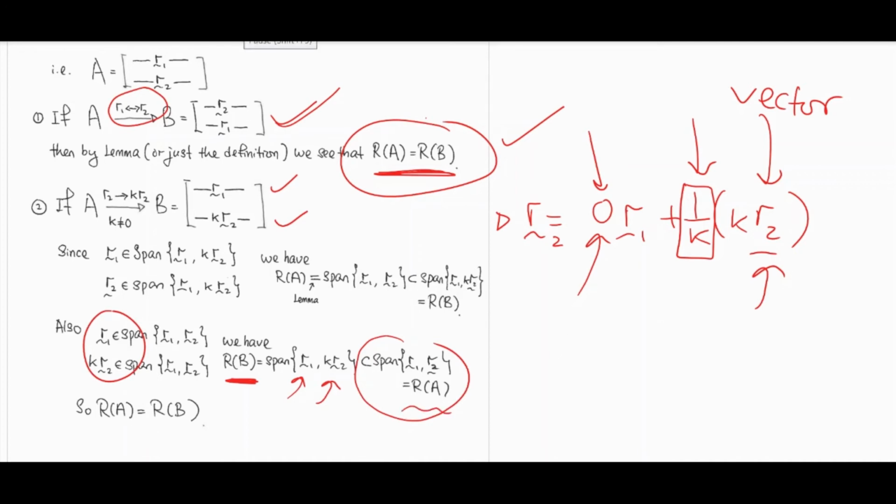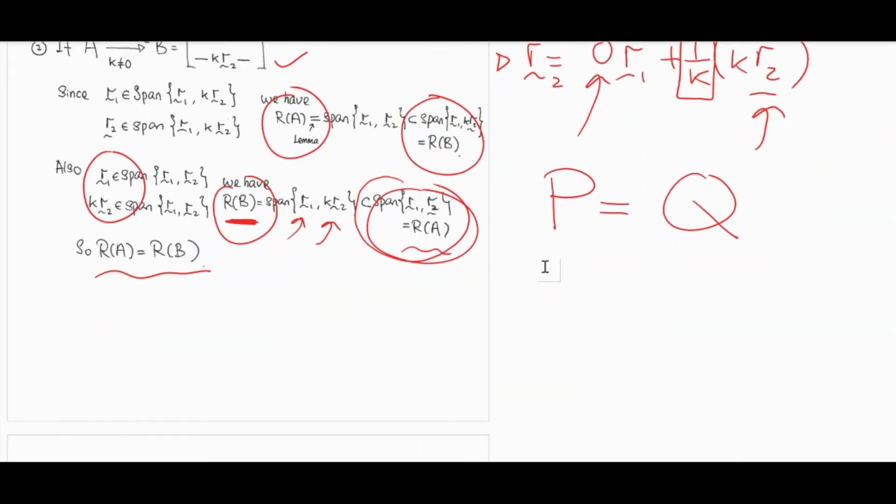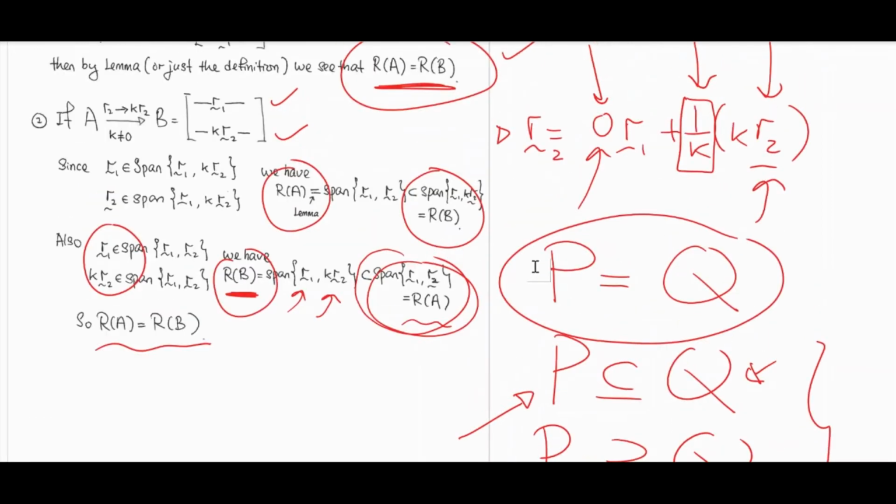So we have shown that the row space of A is a subset of the row space of B, and the row space of B is a subset of the row space of A. So these 2 sets must be the same. That's how we show 2 sets are the same. If you have a set P and a set Q, how do you show that these 2 sets are the same? Well, first you show that P is a subset of Q, everything in P will be in Q. And then you show that everything in Q is in P. If you can show these 2, then the two sets are the same. And that's exactly what we did.